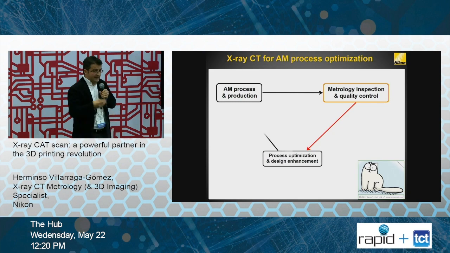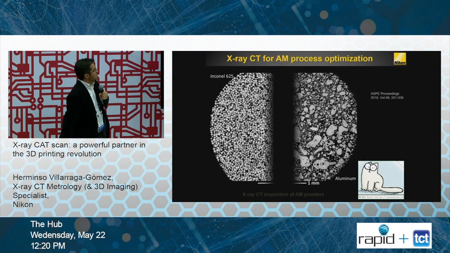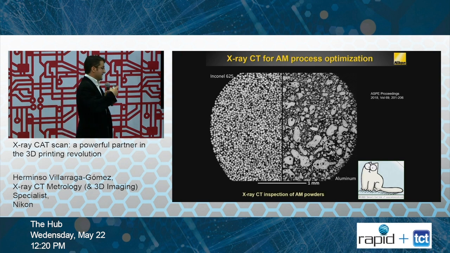And you get the idea. If you have an additive manufacturing process, then you have to do metrology inspection or quality control. Then if there is something that is not working well, then you do a process of optimization, the enhancement of the design, do the process again, check for inspection until you finally get a good product. That's for checking the parts.